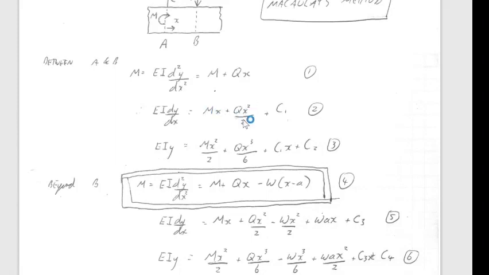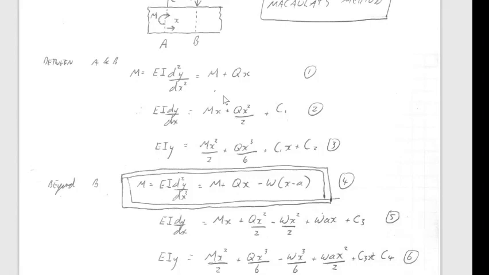plus qx squared over 2 plus c1. This time I'm calling my constant c1. We can have various constants, so I'll call them c1, c2, c3, c4, and so on. Last time we just referred to them as a and b, but this time I'm calling my constant c1. So we've got a constant of integration there, c1.